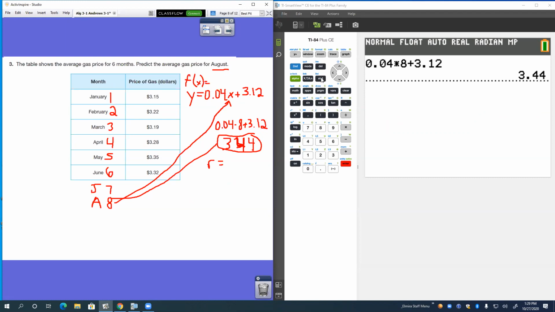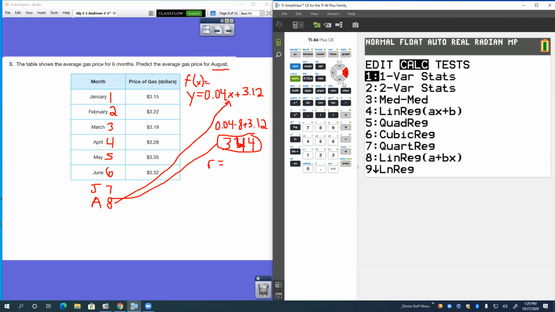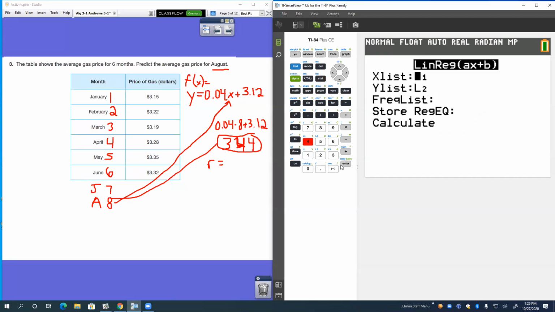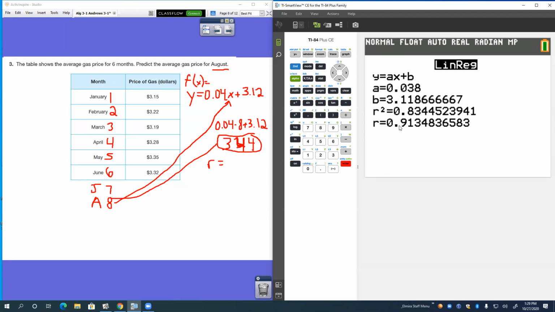For our r value, if I go back to stat calc, go down to number 4, my r value was 0.913, and so on. If I'm rounding to the nearest hundredth, it would be 0.91. That would represent a strong positive correlation. Strong because it's in between 0.7 and 1. Positive because it is a positive number.